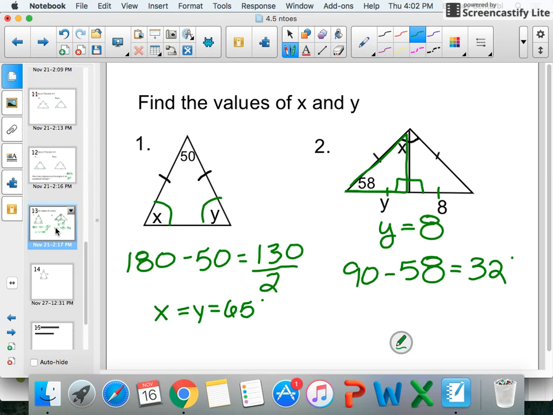You could have gone the long way about finding x, and you could have made this angle 58, and then found out that the other angle up top was 64, and then divided it by 2 to get 32. That is an option as well. Or you could just do 90 minus 58. It depends how you see the connection with the problem.